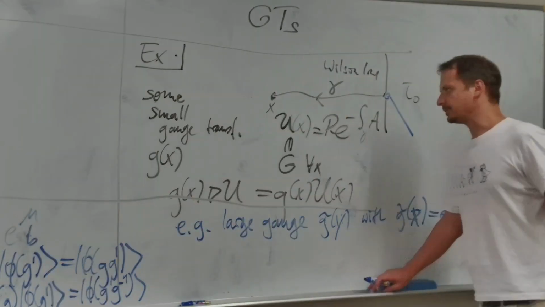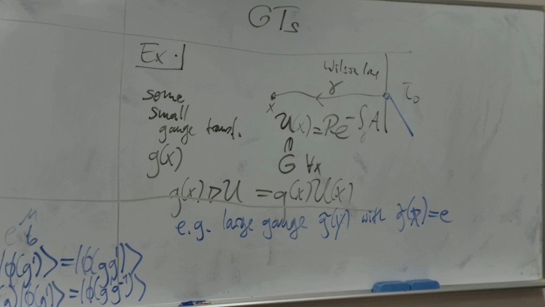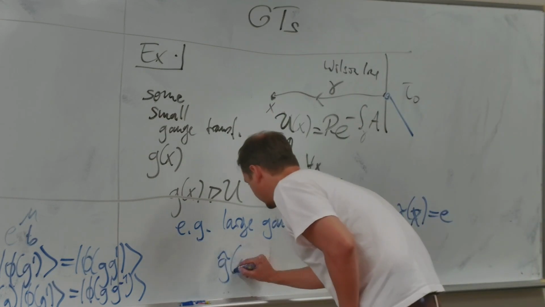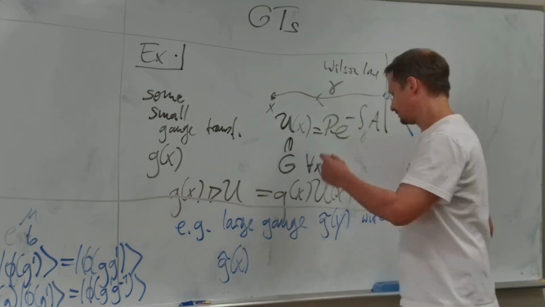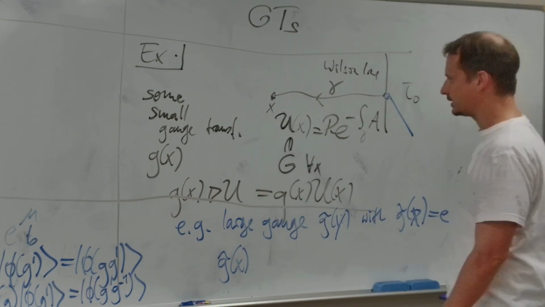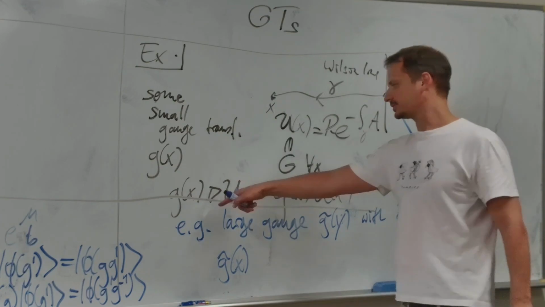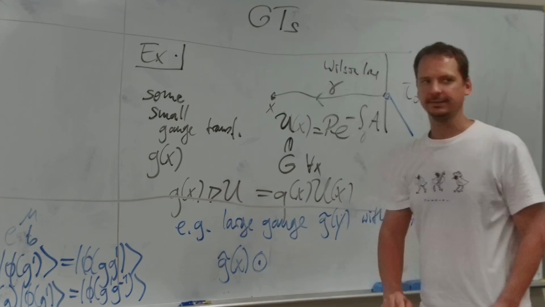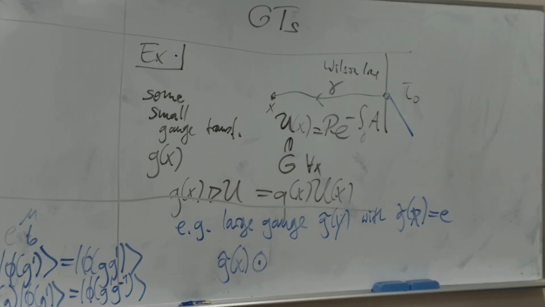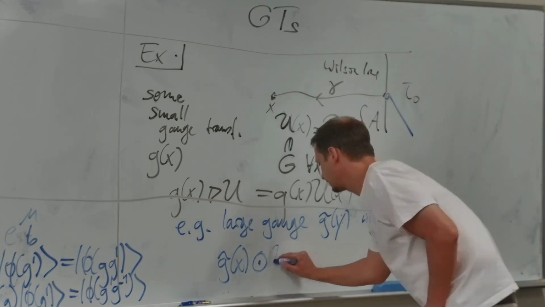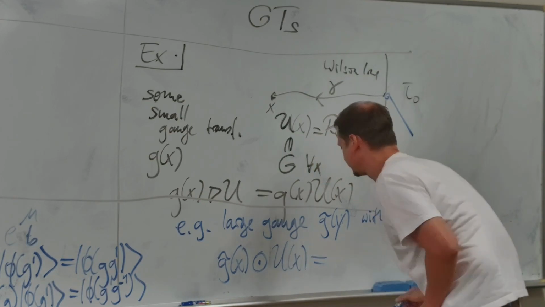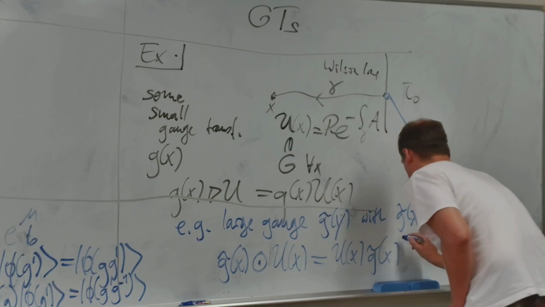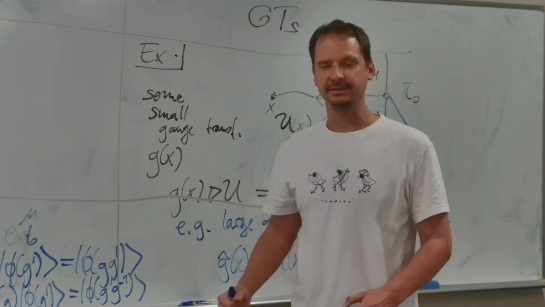Then again, by the properties of the transformations of the Wilson line, I will have that G tilde of X. And here I use this triangle symbol. I'm going to use some other symbol for the action of this different representation on U of X, and this will just be U of X, G tilde X inverse. So it's okay.